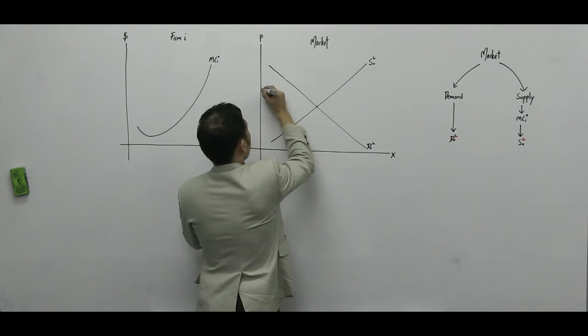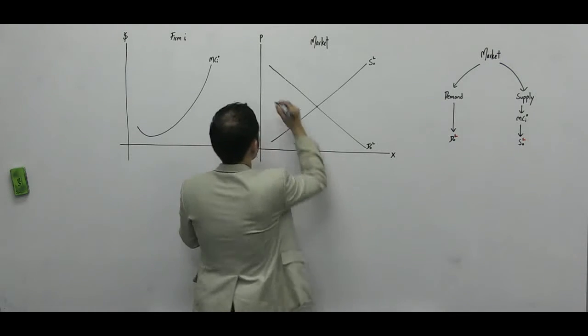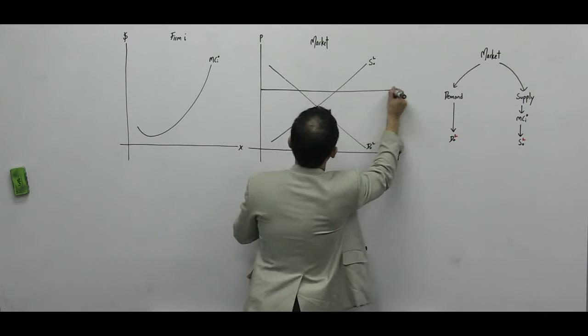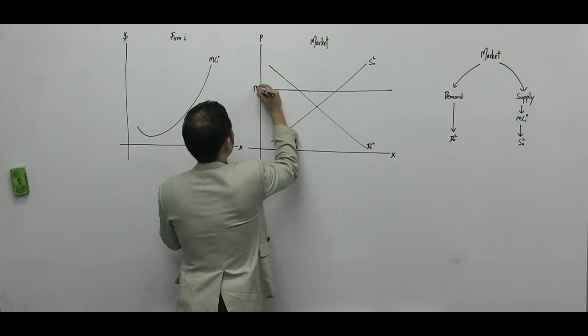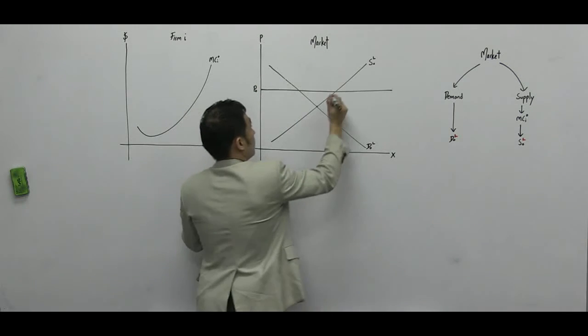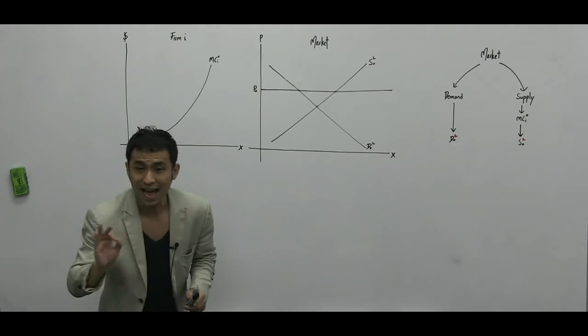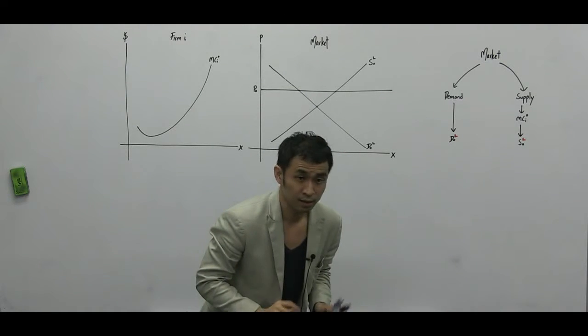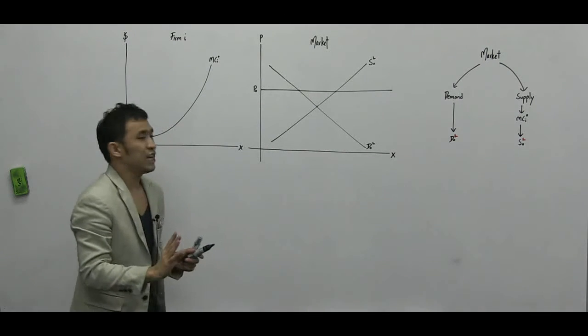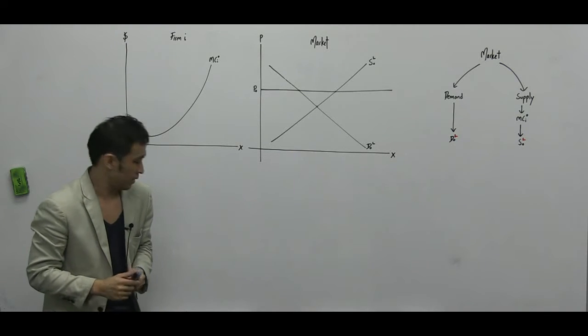Imagine I draw the price. This is my P0, or my international price, P0. Supply more than demand. So I am an exporting industry.